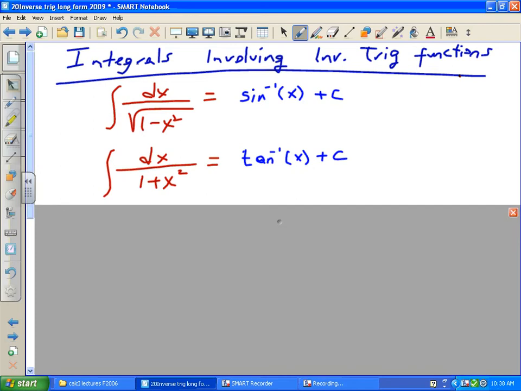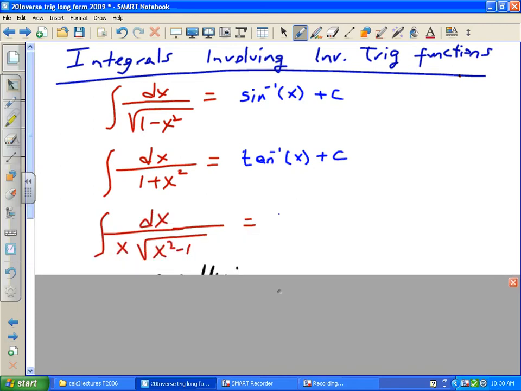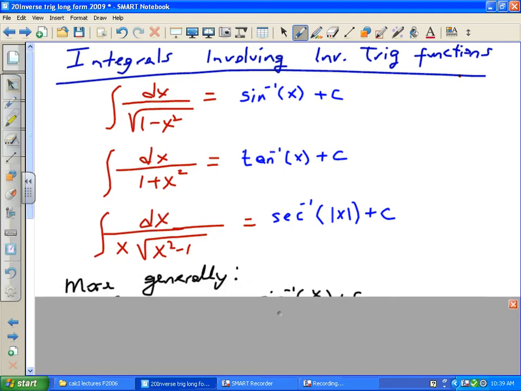And again, this last one you do not have to memorize, but that one turns out to be secant inverse of, I believe, absolute value of x, plus c. Again, the first two, I would ask you to memorize, but if you've already memorized the derivatives, the integrals are really a natural conclusion of those. So you really just know one or the other. The other one automatically comes from the first.